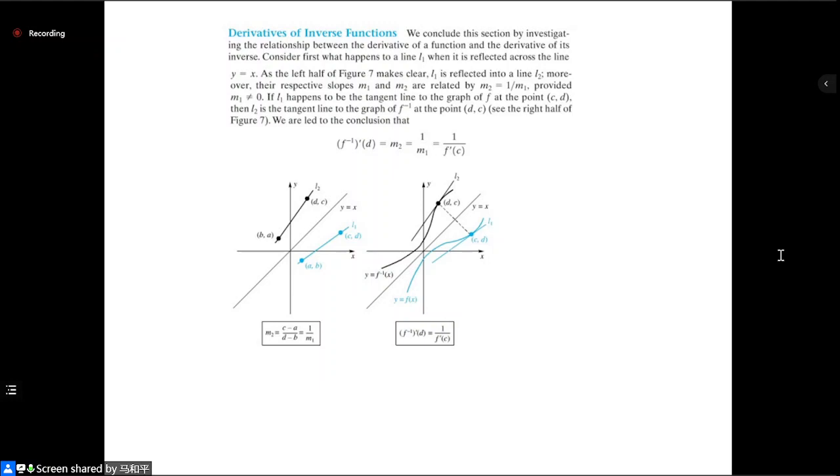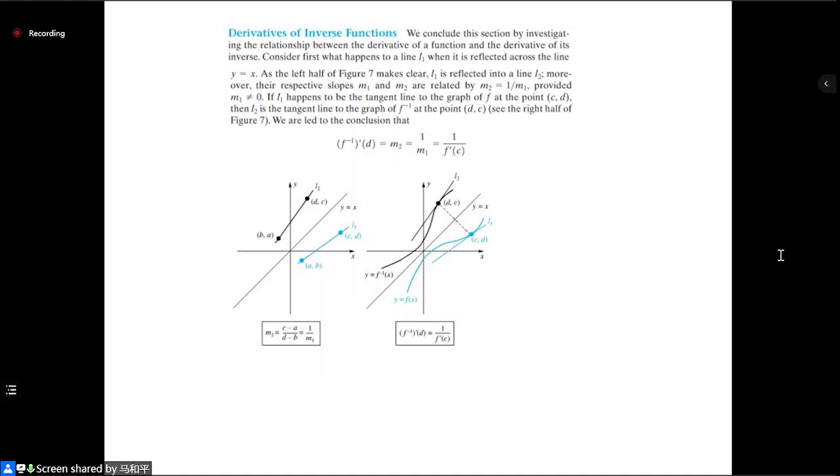Back to our class. Okay, we will talk about the derivatives of the inverse function. We conclude this section by investigating the relationship between the derivative of a function and the derivative of its inverse. Consider first what happens to a line L1 when it's reflected across the line y = x.